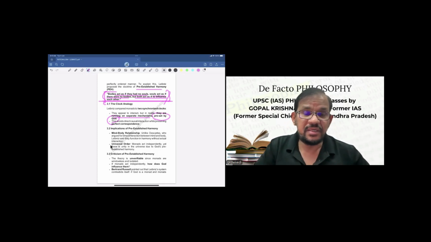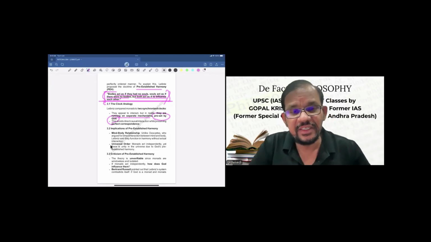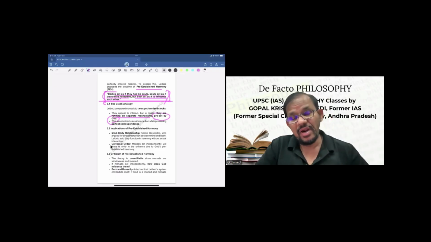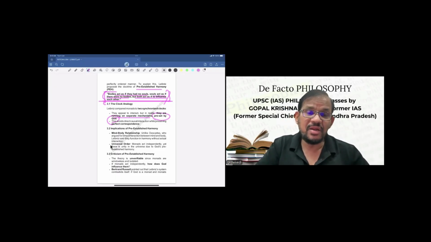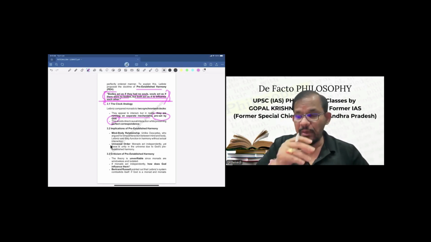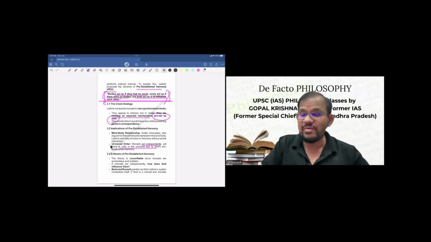Now, what are the implications of this pre-established harmony? If we remember, Descartes gave for the mind-body relationship a theory of interactionism, that is, interaction through the pineal gland. Spinoza gave parallelism: how do body and matter interact? Now, Leibniz has given a theory of pre-established harmony. His theory basically tries to overcome the deficiencies of both Descartes and Spinoza. It also gives universal order: monads act independently, yet there is a unity in the universe. So it can explain how universal order is established.